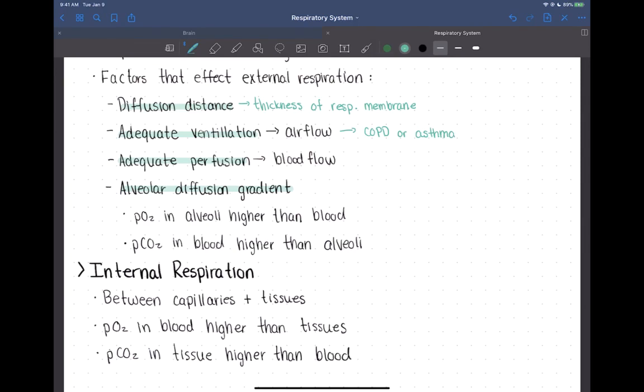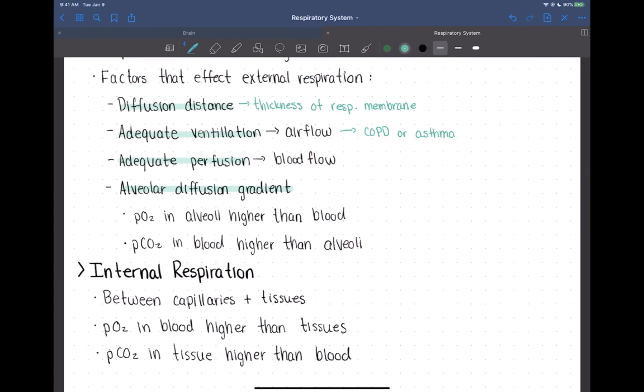The lungs also need adequate perfusion, that would be blood flow. This is obviously important because the two things between which gases are being exchanged are the capillaries, which is the blood, and the alveoli. So you need enough air getting to the alveoli, and you need enough blood getting to those capillaries. This could be related to the diameter of our arterioles, if they constrict and prevent blood from moving in.